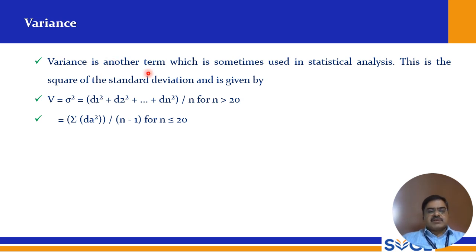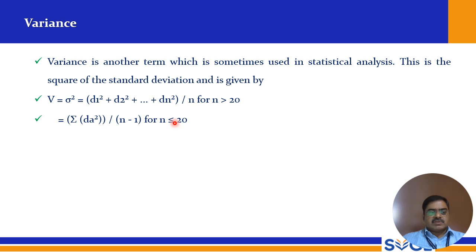Variance is another term which is sometimes used in statistical analysis. This is the square of standard deviation and is given by variance V equal to sigma square, which for n up to 20 is d1 square plus d2 square up to dn square divided by n. For n greater than 20, it is the sum of d square divided by n minus 1, for n less than or equal to 20.